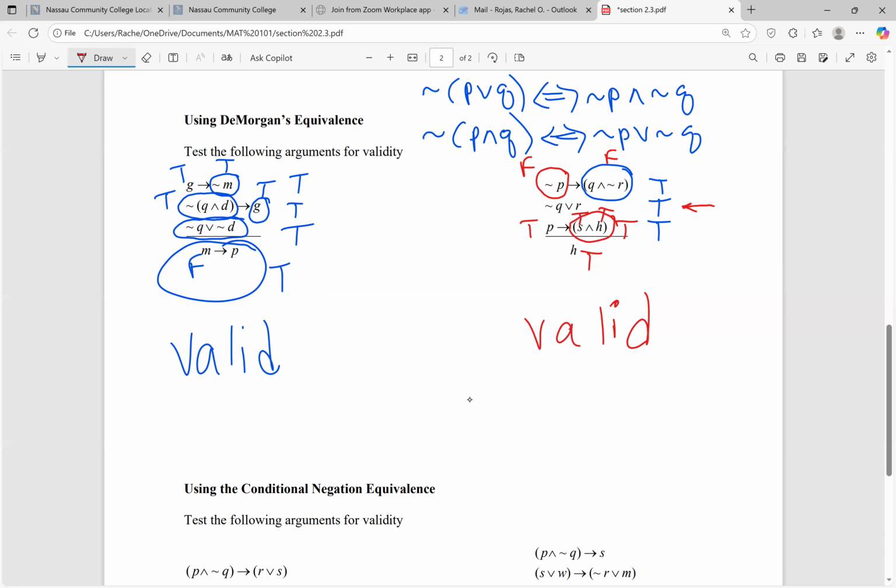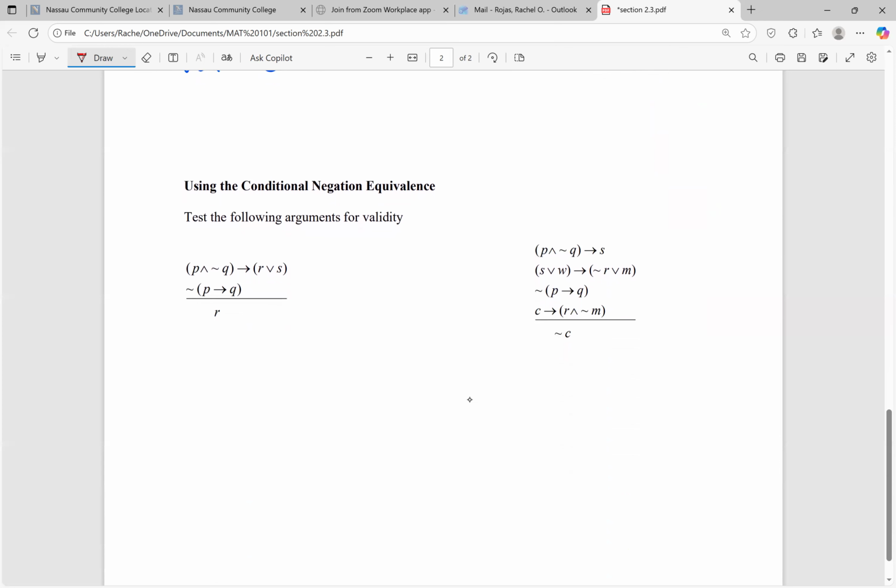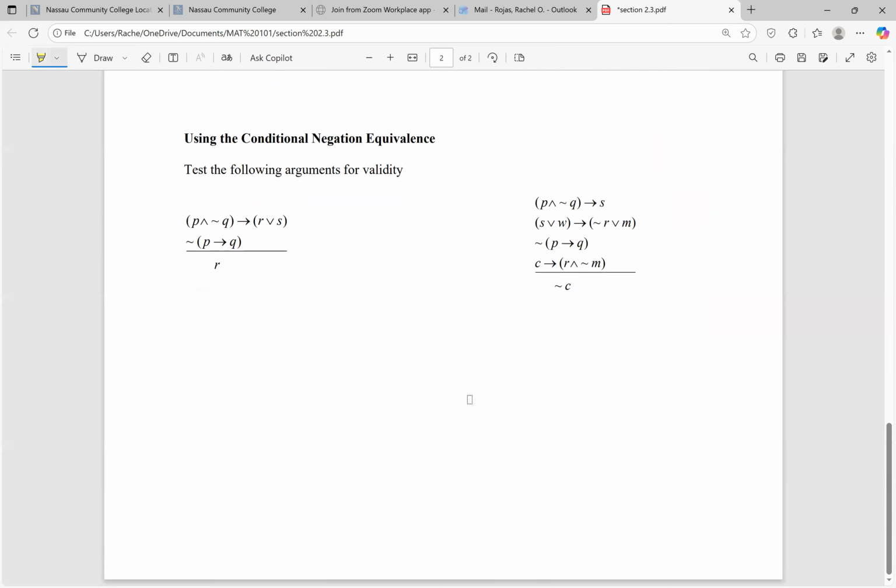The other possible equivalence that sometimes is helpful is the conditional negation equivalence. That, again, we also covered in chapter 1. So let's just remind ourselves of what the negation of a conditional looks like. If I negate P implies Q, that's equivalent to P and not Q. So let's keep that in mind and let's test the following arguments for validity.